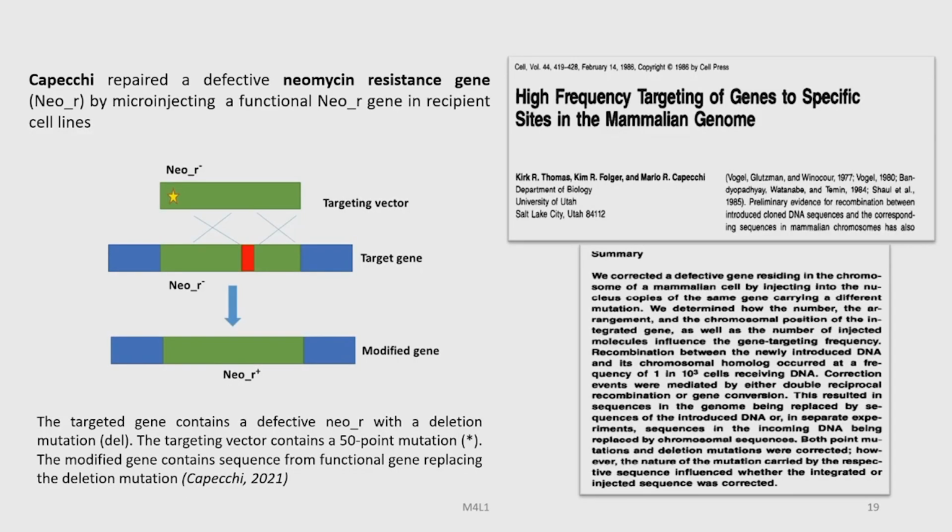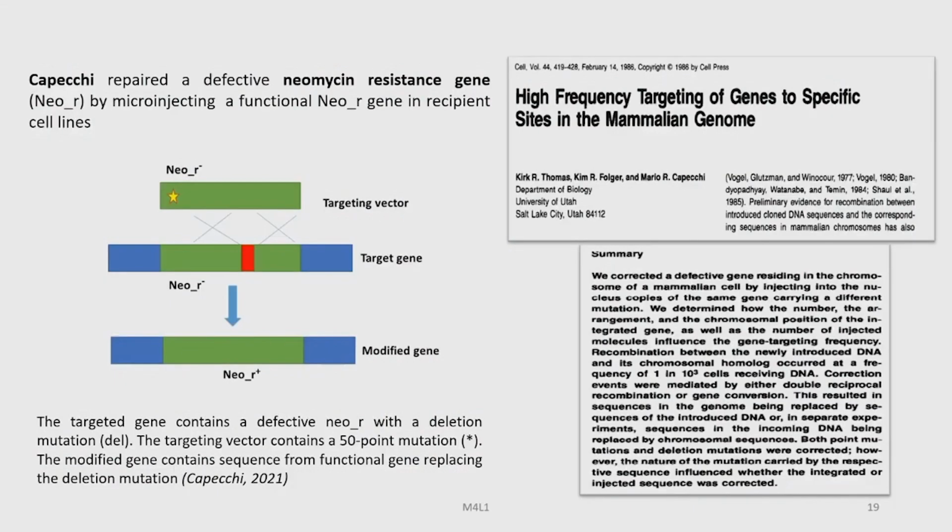this technology. Capecchi then went on to repair a defective neomycin resistance gene by microinjecting a functional neomycin R gene in recipient cell lines. So, as in his earlier statement, this technology has a lot of potential, and one of the potentials that he tried was to repair a defective neomycin resistance gene.